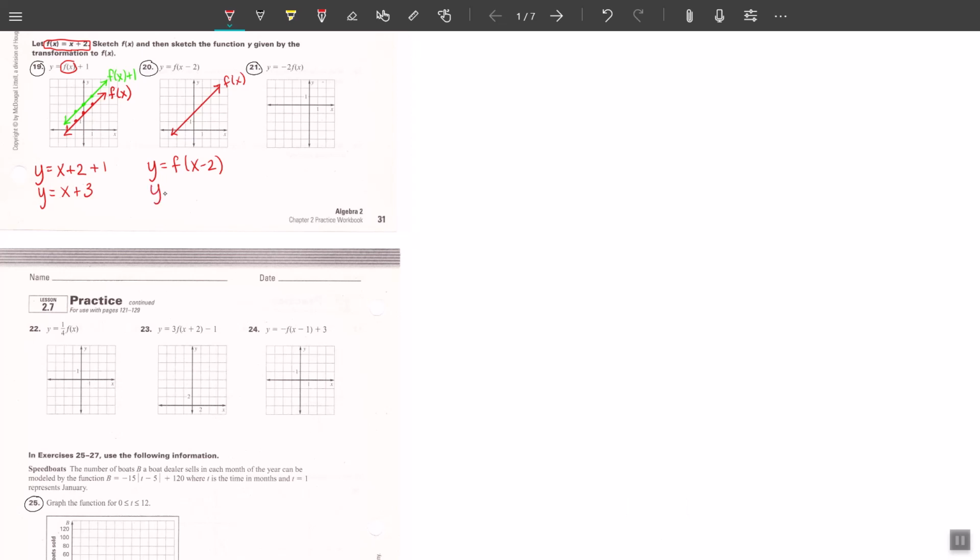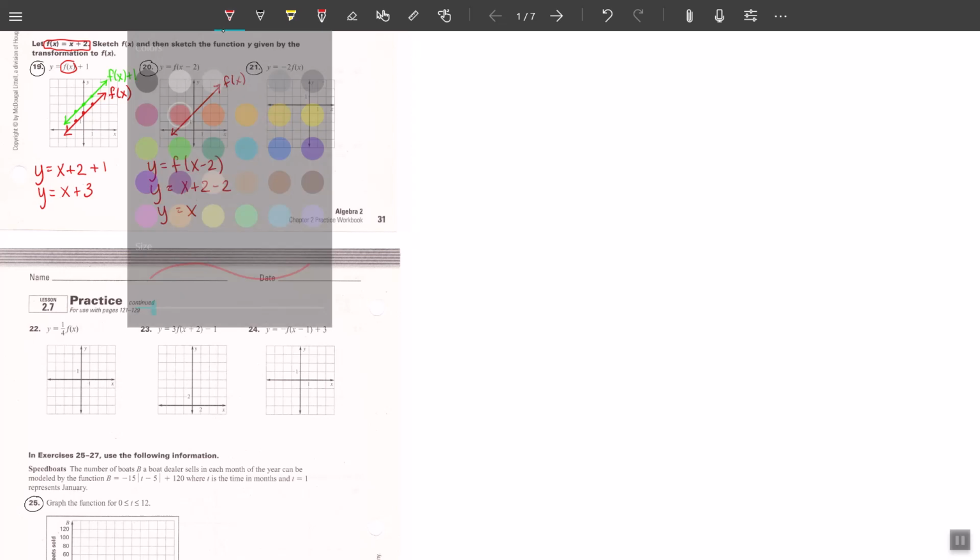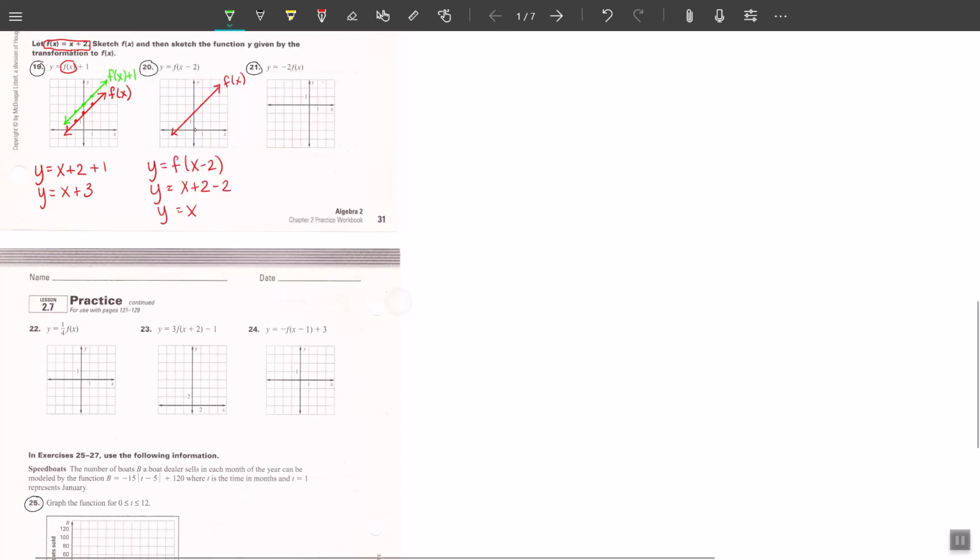So if we plug that in, our f of x is x plus 2 minus 2. We're going to end up with y equals x. And that is the linear graph that runs right through the origin with a slope of 1. Right? So they're just comparing it to that function.